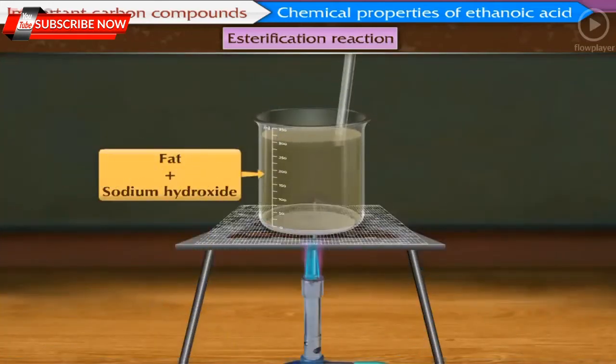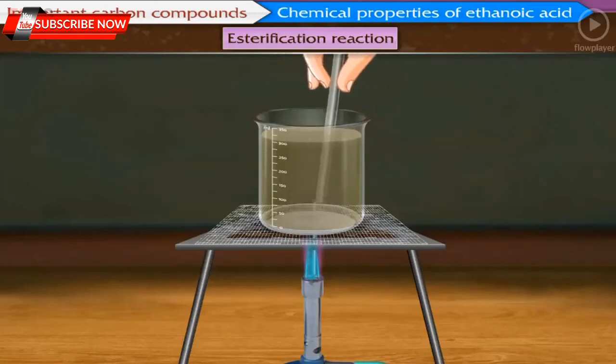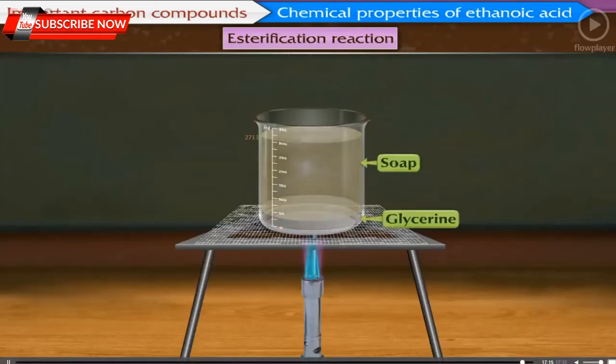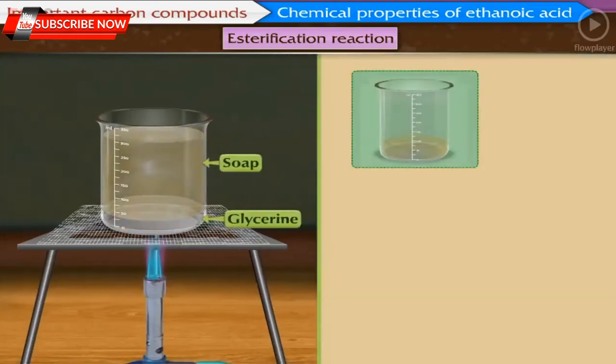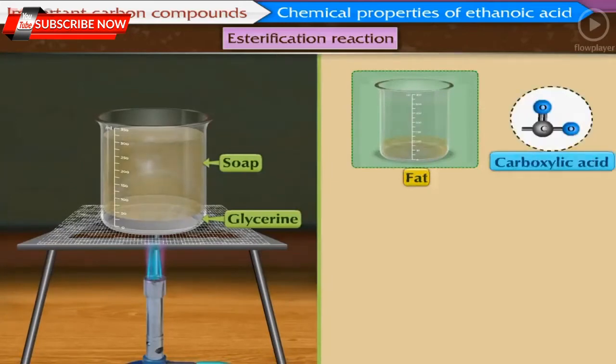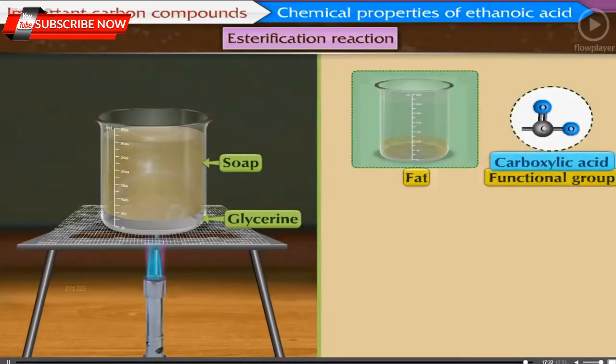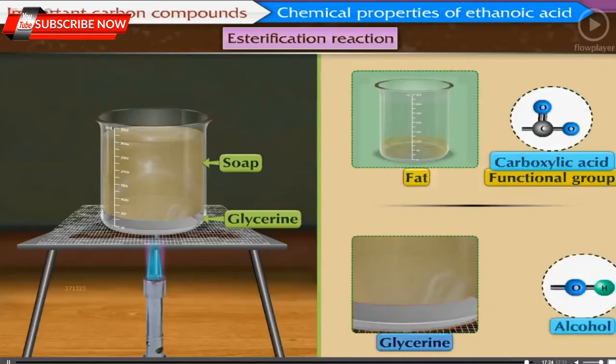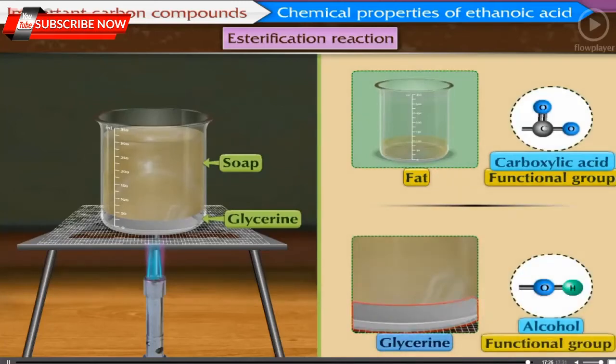When fat is heated with sodium hydroxide solution, soap and glycerine are formed. Fat contains carboxylic acid as the functional group, while glycerine contains alcohol as the functional group. Come, let us now proceed to the next part.